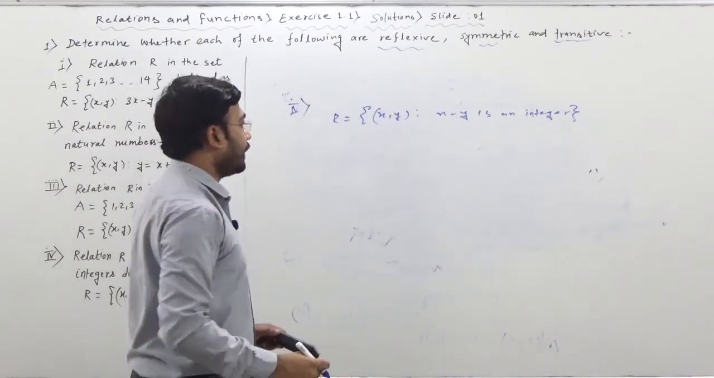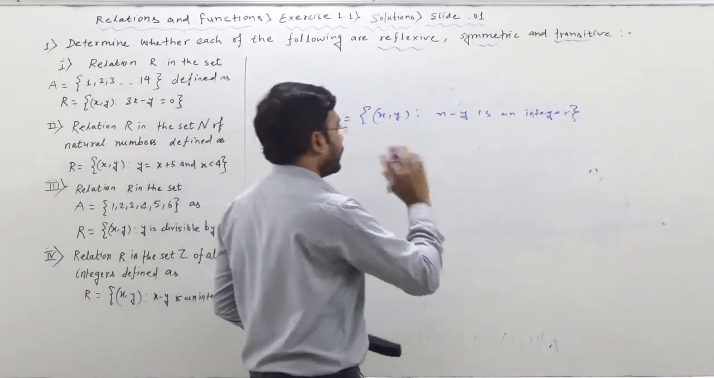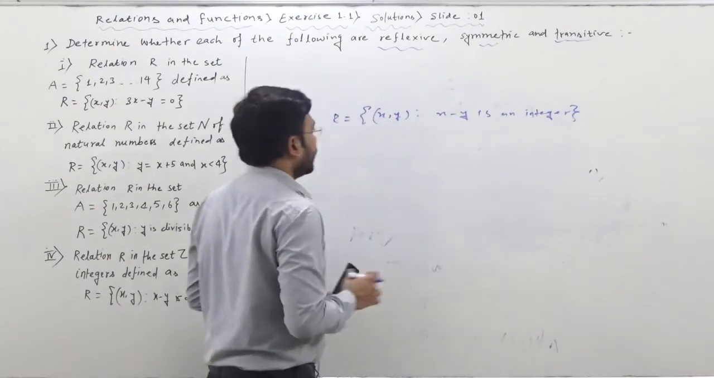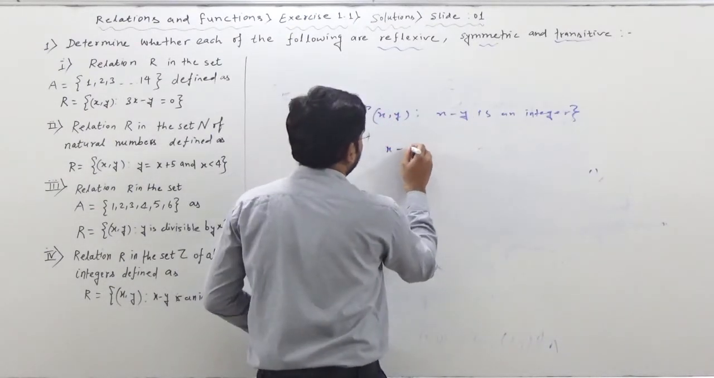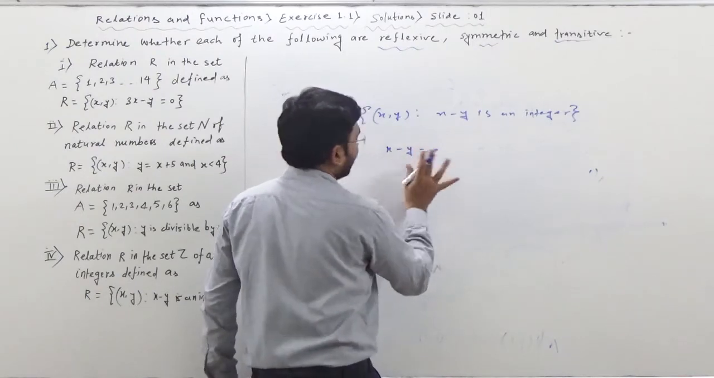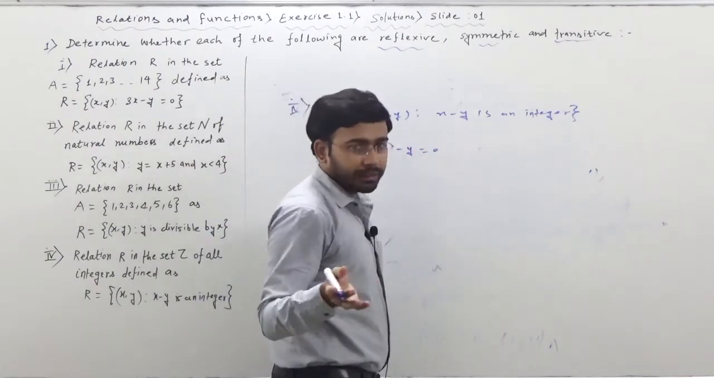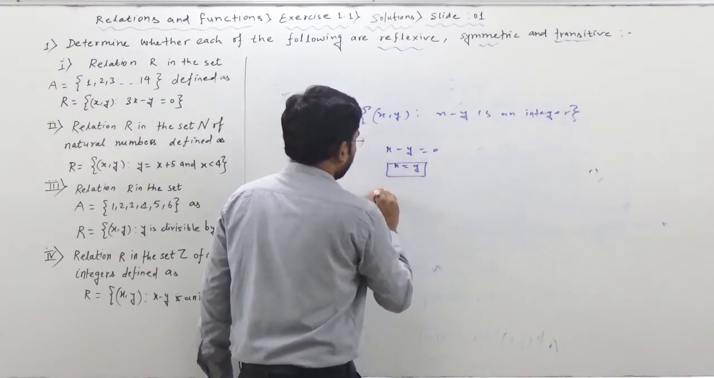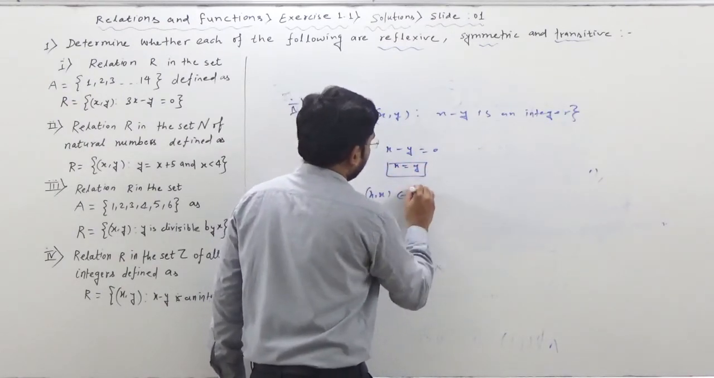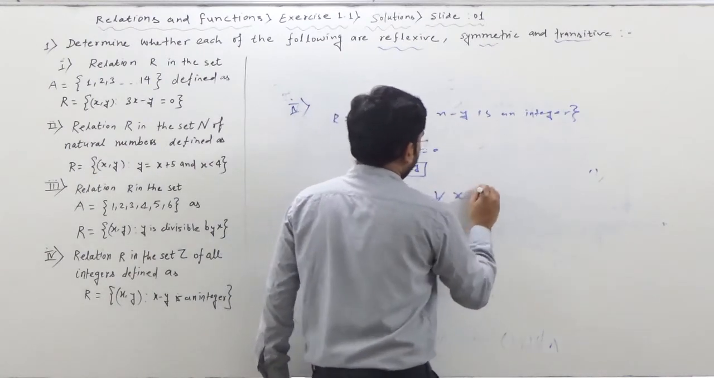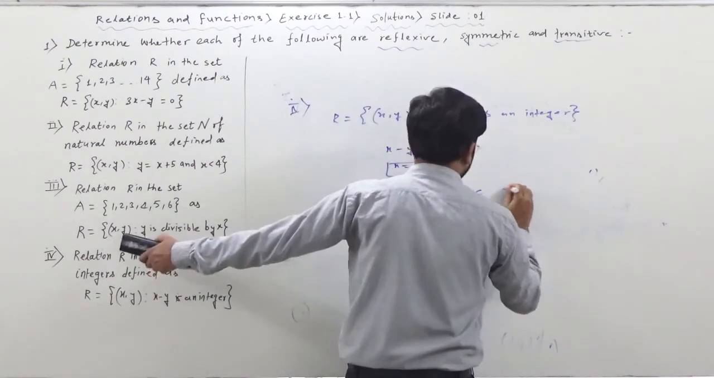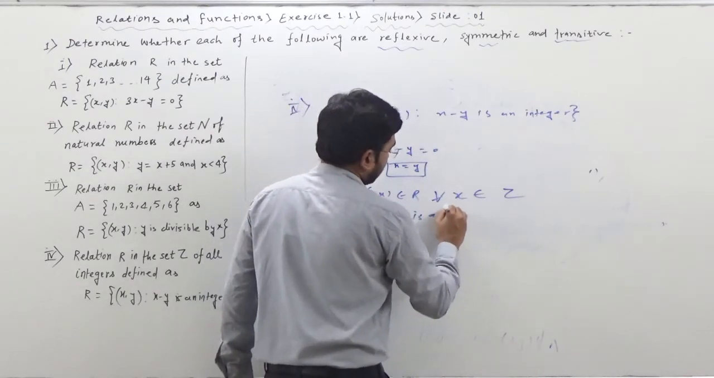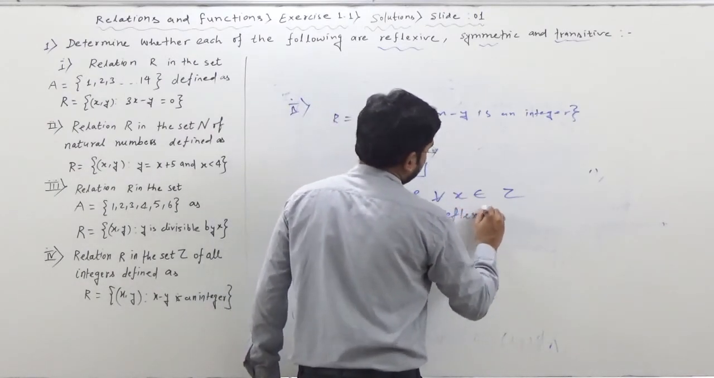That's the only criterion. You can keep whatever you want, but if you subtract, it needs to give an integer only. It means x minus y can be 0. Of course, 0 is an integer. So x can be equal to y. If x is equal to y, then (x, x) belongs to R, for every x belonging to the integers. Therefore it is a reflexive relation.